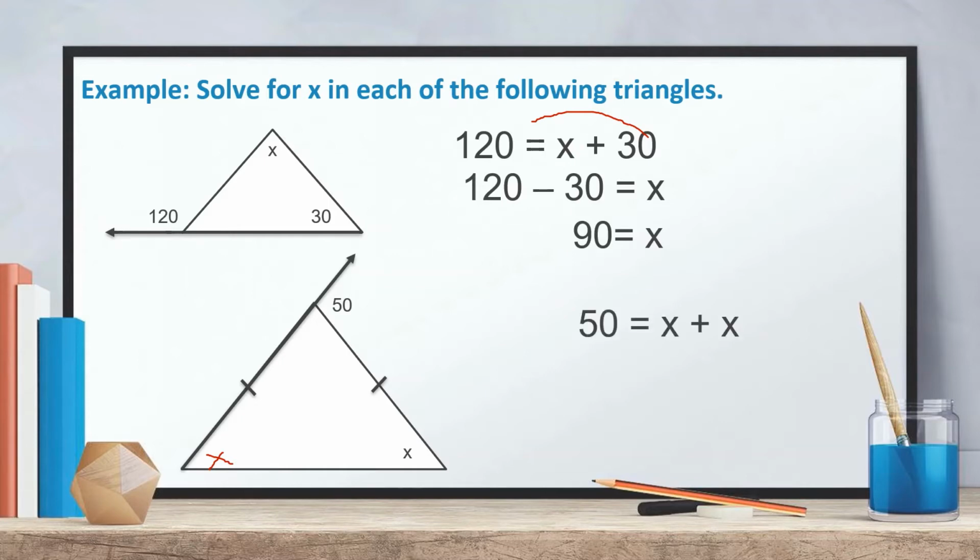So we have 50 is equal to x plus x. Then combine similar terms. x plus x is equal to 2x. So 50 is now equal to 2x. To solve for x, simply divide both sides of the equation by 2. So 2 will be cancelled out and 50 divided by 2 is equal to 25. Therefore, the value of x is 25.